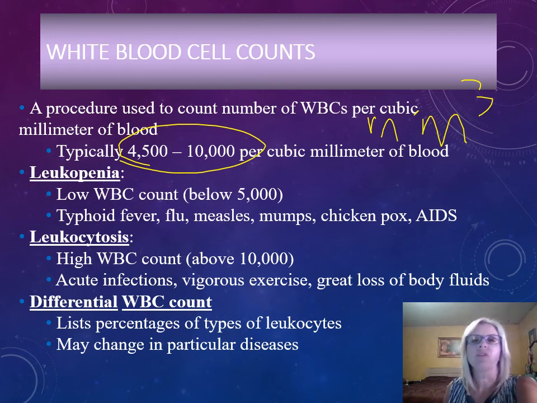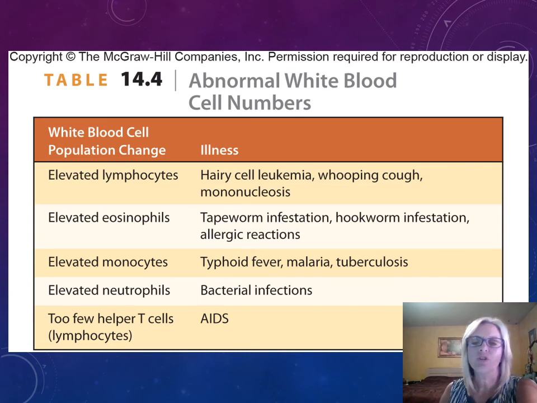Then we can have leukocytosis. Osis means an abnormal condition. Leuko means white, so leukocytosis means where there is an overproduction of white blood cells. So you would have a very high white blood cell count, over the 10,000 mark. This is going to be seen with things like acute infections, loss of bodily fluids, and even vigorous exercise, all right? And to check this, we're going to do what we call a differential white blood cell count, and that is going to list the percentage of the different types of white blood cells so we can look for abnormal values. This is a good little chart here to review and look at some of the changes in white blood cells that you will see with certain and particular illnesses.